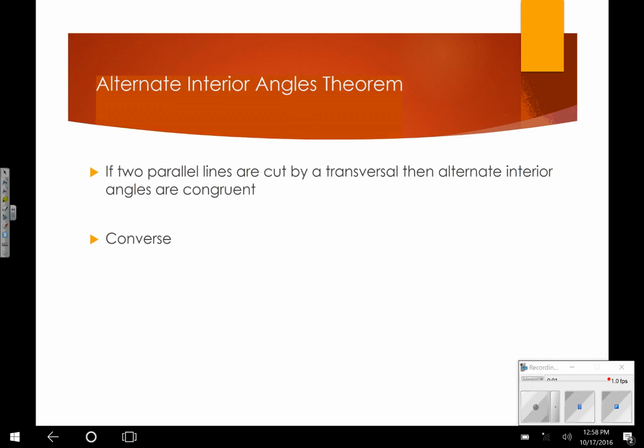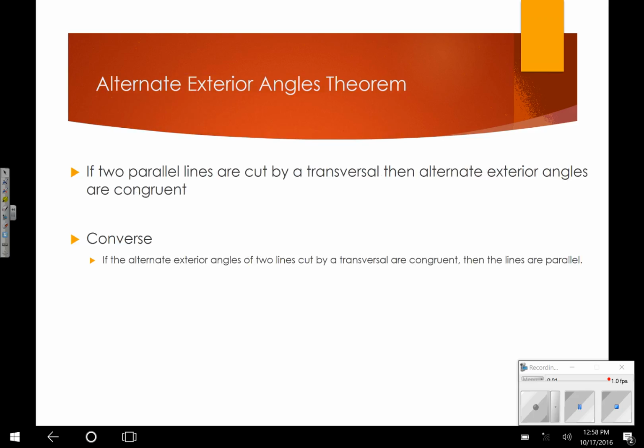Okay, if 2 parallel lines are cut by a transversal, then alternate interior angles are congruent. The converse would be: if the alternate interior angles of 2 lines cut by a transversal are congruent, then the lines are parallel. And then just keep checking. I'll just keep forwarding. You can pause and check.